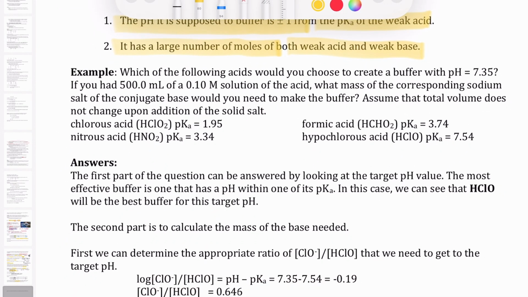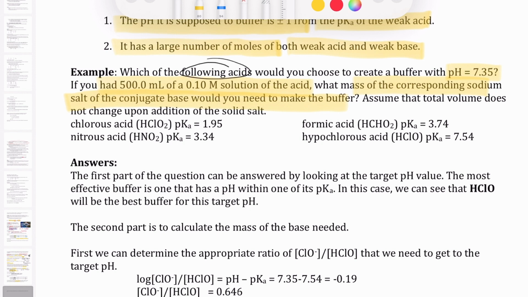Okay, all right, so let's look at this example here to see if we can figure out how to create this buffer. So the question says, which of the following acids would you choose to create a buffer with a pH of 7.35? If you had 500 milliliters of 0.1 molar solution of the acid, what is the mass of the sodium salt of the conjugate base which you need to make the buffer, assuming total volume doesn't change when you add the solid salt?